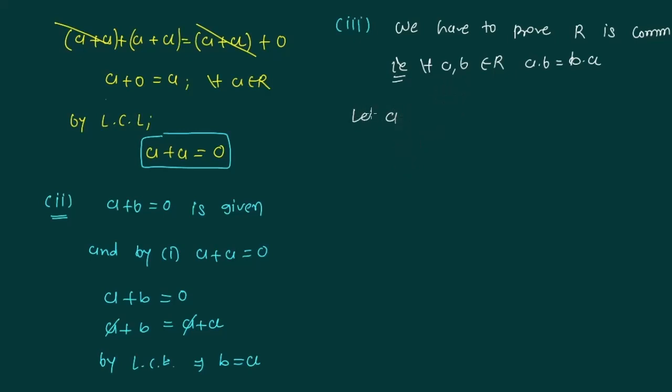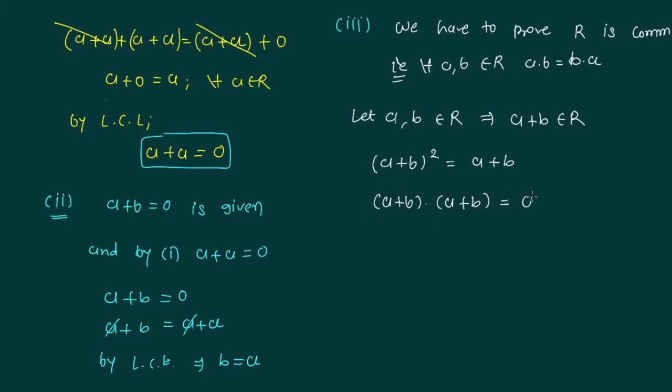Let a and b belong to R, then a plus b also belongs to R. And a square equal to a is given for all a belongs to R. So if a plus b belongs to R, then a plus b the whole square is equal to a plus b. Again I simplify this bracket, then we have a plus b into a plus b equal to a plus b. Again a plus b into a plus a plus b into b, this is equal to a plus b.